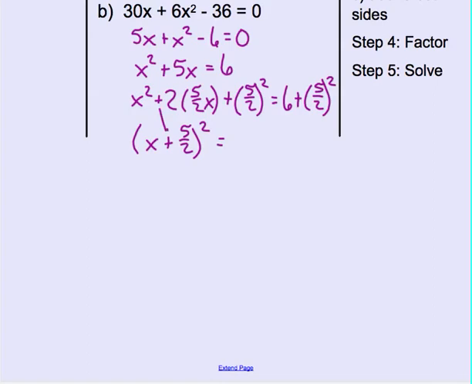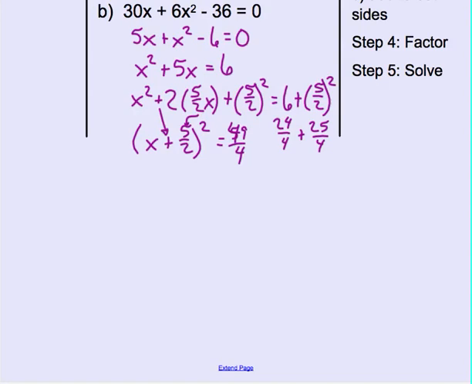Remember the plus sign comes from the coefficient of b, and then the 5/2 comes from cutting the b in half. Alright, on my right hand side, 5/2 squared is 25/4. So if I convert 6 to have a common denominator of 4, it will be 24/4 for a total of 49/4.